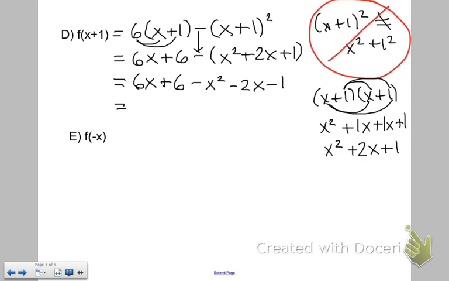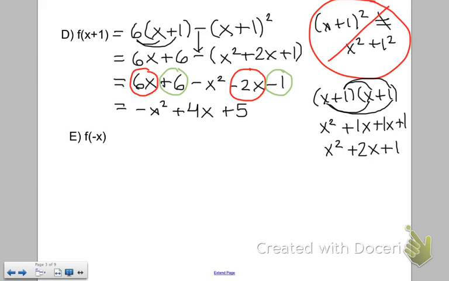So if I look for my x squared terms, there's only one, so I'm going to write my minus x squared in the front, keep that sign with it. Now if I look at my x terms, I've got a 6x, and I also have minus 2x. So 6x minus 2x is going to give me a positive 4x. And now if I look at my constant terms, I have a positive 6 minus 1, and that will give me plus 5. So when you evaluate f of x plus 1, the resulting expression is going to be negative x squared plus 4x plus 5.